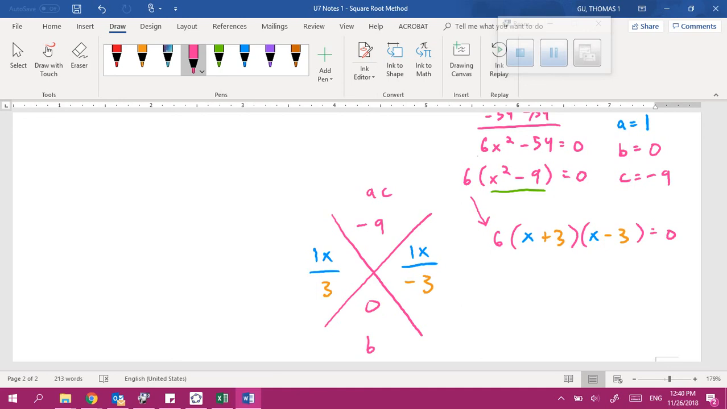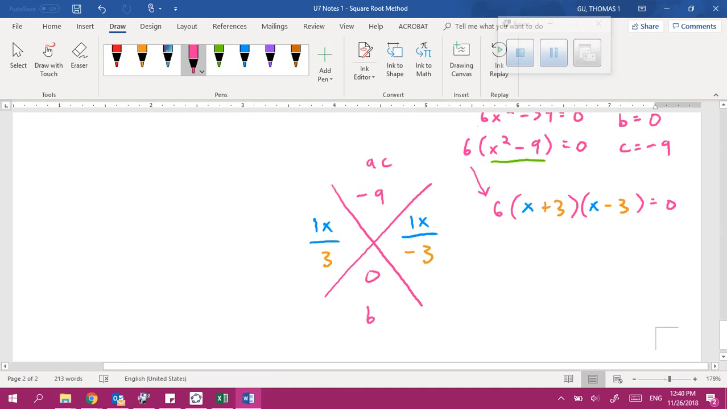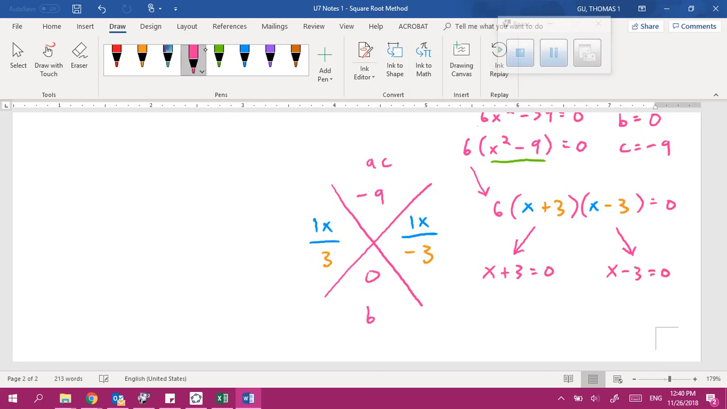Okay, and then as you guys were saying, to solve for x, what do I have to do? Bring it out of parentheses. And then do what? X plus 3 equals 0, and the other one would be? X minus 3 equals 0. Right, and so what would I do to solve for x then? Subtract 3 and it gives you x equals -3. Right? And then for this other one, add 3, x equals 3, like this.